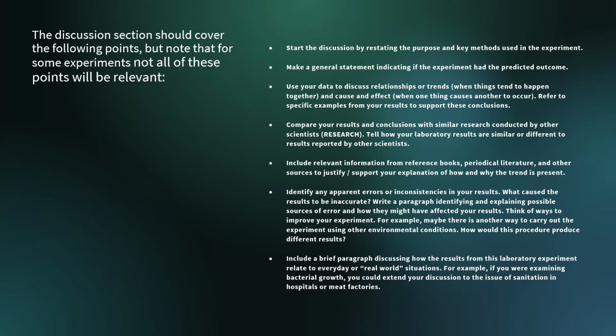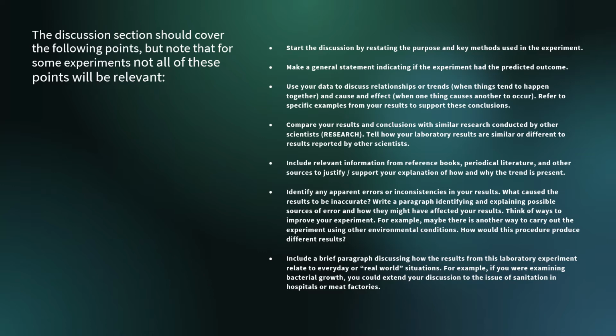You want to start the discussion by restating the purpose and the key information about your method. What was so important, and why did you choose the method you chose to do this particular experiment? You make a general statement at the start. You just indicate whether the experiment reached the predicted outcome. What have you put in your aim and hypothesis? Did your experiment meet that?